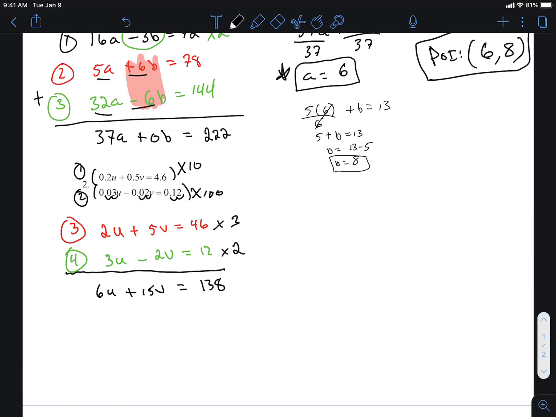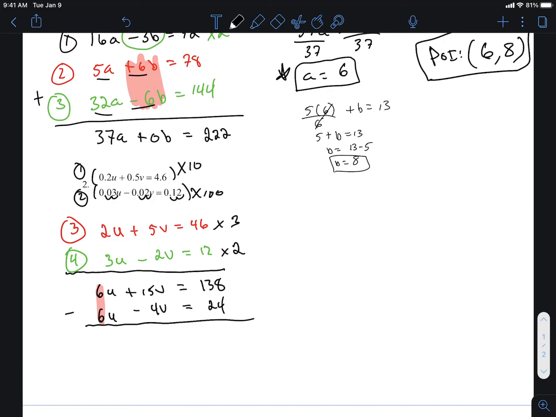Okay, a second one. If I multiply 3u by 2, I'm going to get 6u minus 4v equals, what's 12 times 2? 24. Now we've done this on purpose, right? We tried to get 2 of the variables to be the same, or the coefficients, sorry. We talked about coefficients yesterday. They're now the same in front of u.